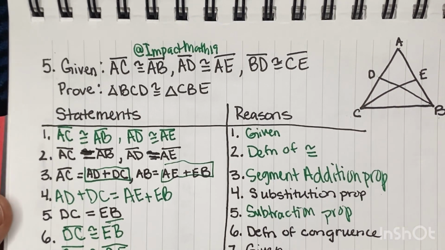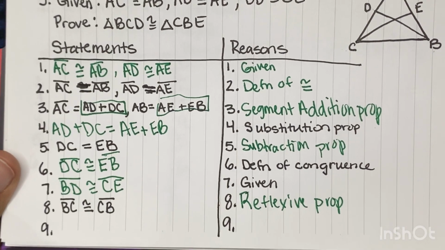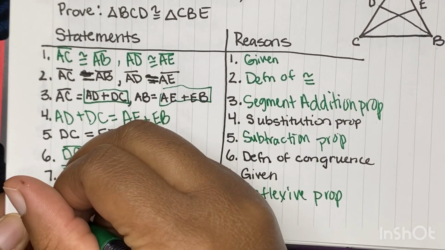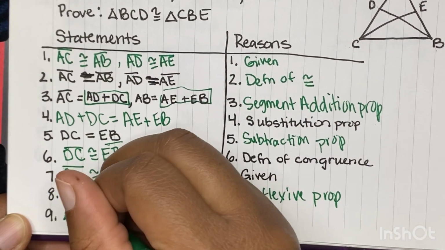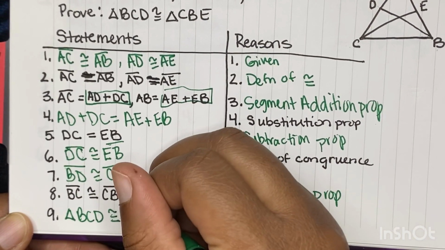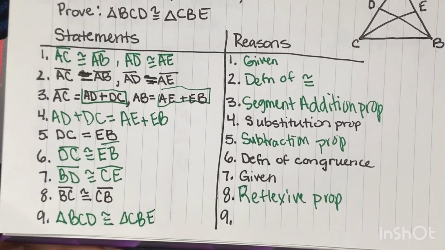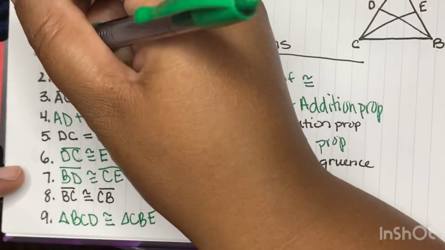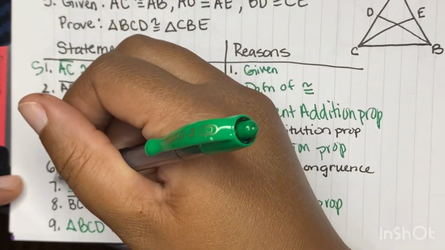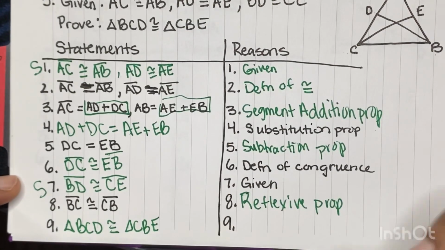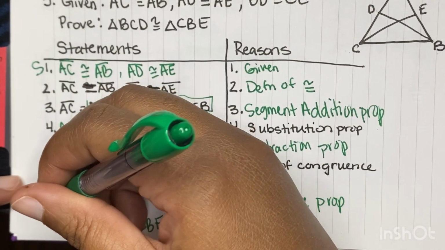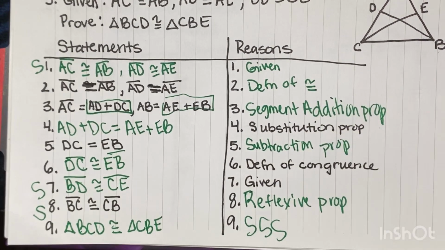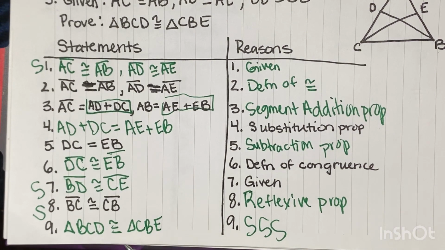And then our last statement here, let me move it on up. Our last statement is always the proof statement. So we're going to put triangle BCD is congruent to triangle CBE. Now, let's see what we actually have here. We have a side, and we have a side. So it's by side, side, side, that this triangle is congruent to this triangle.